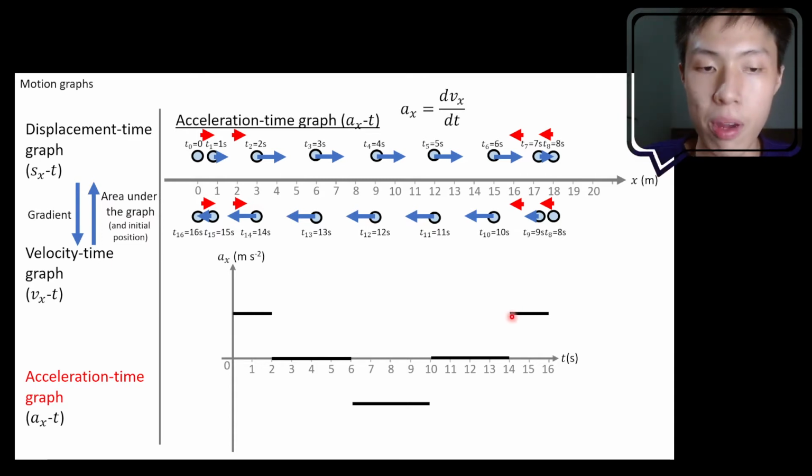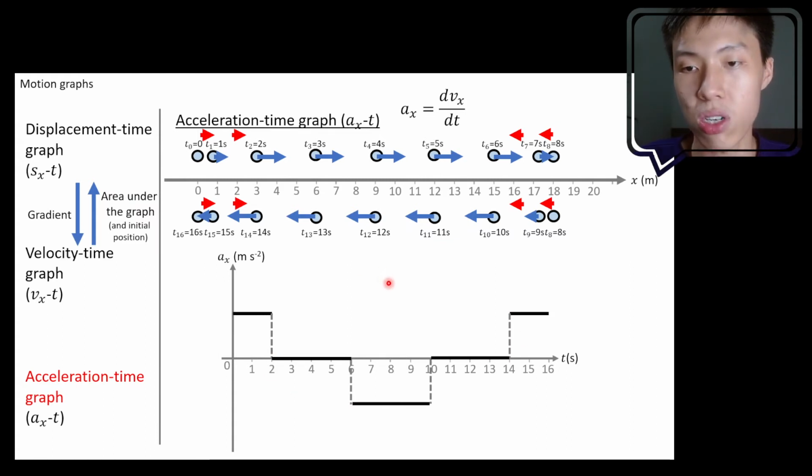Before we wrap up everything, let's use dotted lines to connect between the solid lines. It's not good to leave the line hanging like this, so we use dotted lines to connect it. Okay, so that wraps up our sketch of the acceleration time graph. I'll fill in the values later when we relate this acceleration time graph to the velocity time graph, but that will be in the next video.